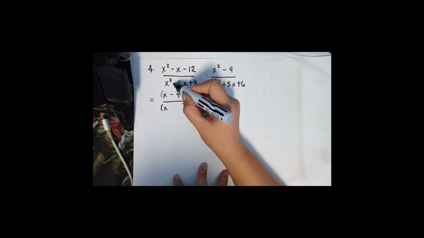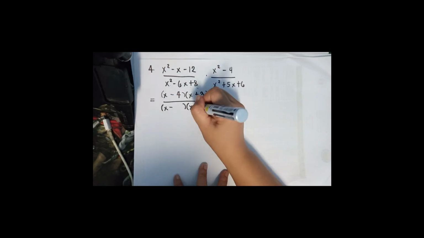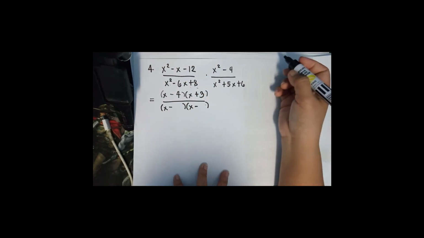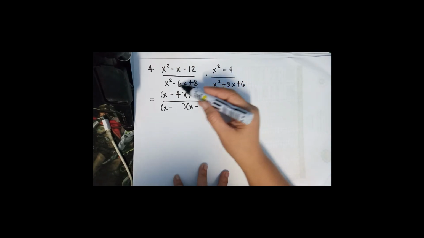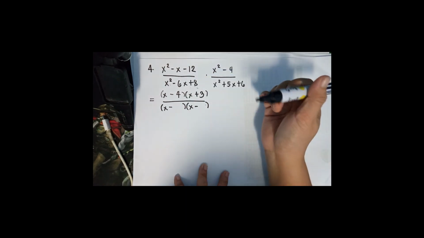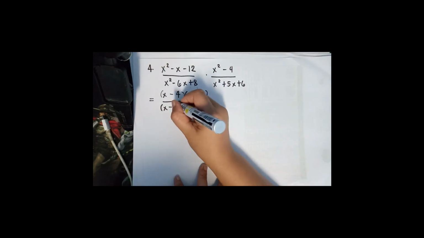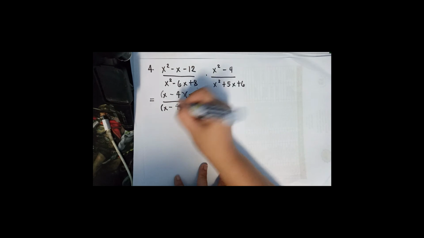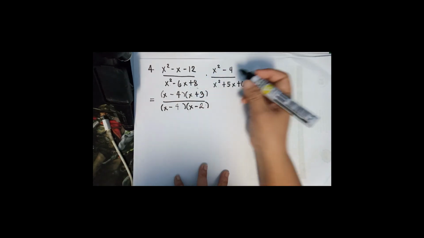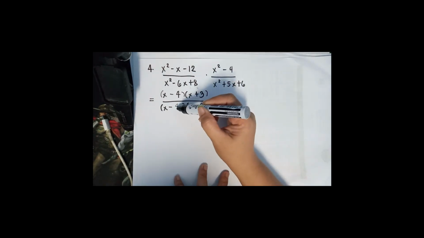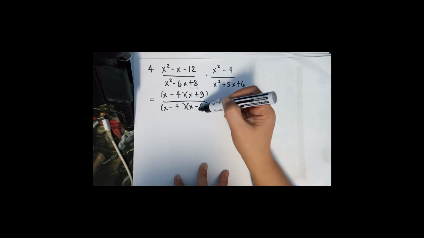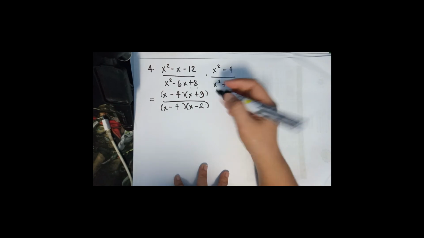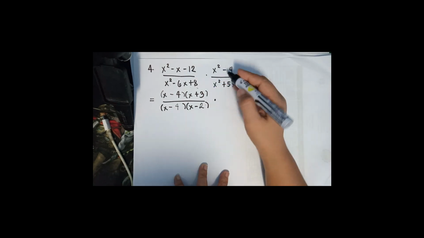And the sign is subtraction or negative. Next, what will be the factors of 8 that if you will subtract, the answer is negative 6? That is negative 4 and negative 2. Check. Negative 4 times negative 2 is positive 8. Negative 4 minus 2, that is negative 6.